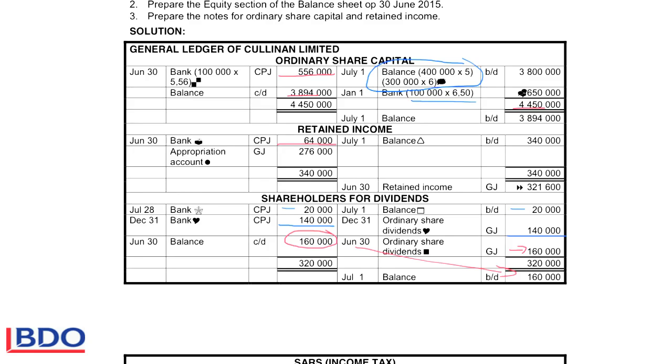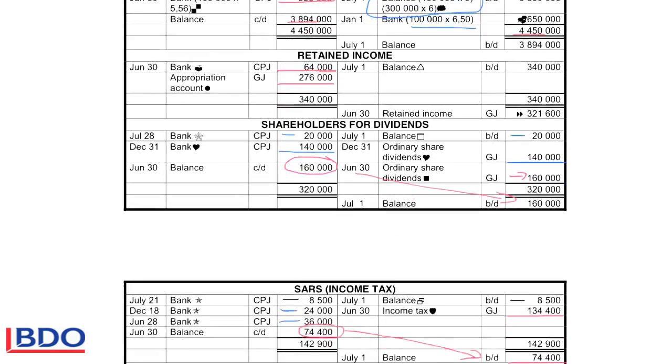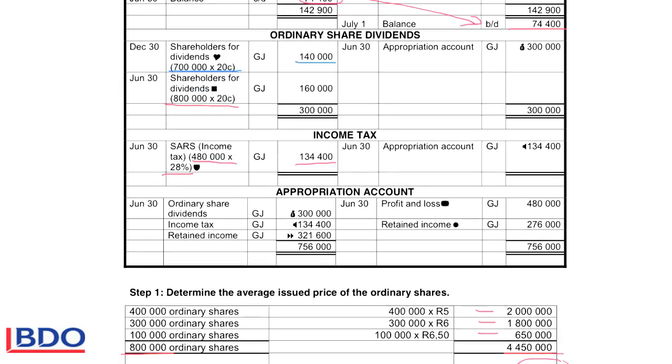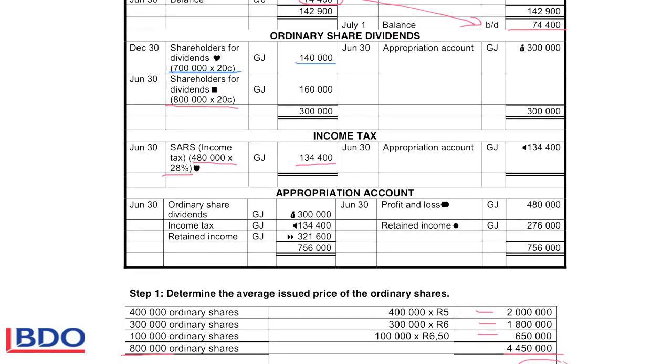If I work out the balancing figure now, I see that the retained income at the end of the year is 321,600. So at the beginning of the year, it was 276. Now it's 321. So all the retained income was kept back in the business, plus an additional amount to increase the retained income to 321,600.